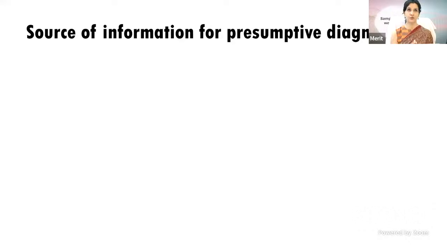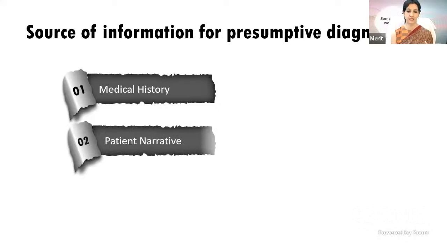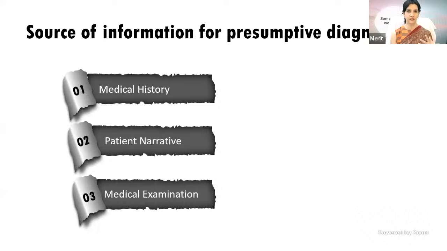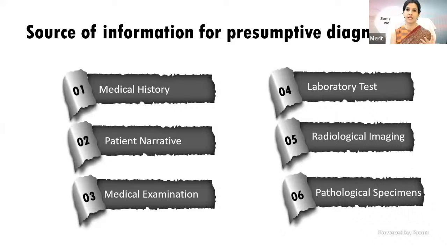So now, what are the sources of information for this presumptive diagnosis? Generally, as a clinician, we always start with the medical history. We ask the patient and we record their narrative. We do the examination, we do some lab testing, we order investigations for radiological imaging, and then we can get pathological specimens for biopsy, for histopathological examination. These things can be done. So these are the sources for the presumptive diagnosis of this overall scenario.